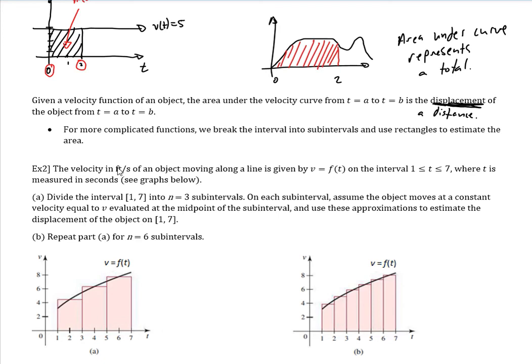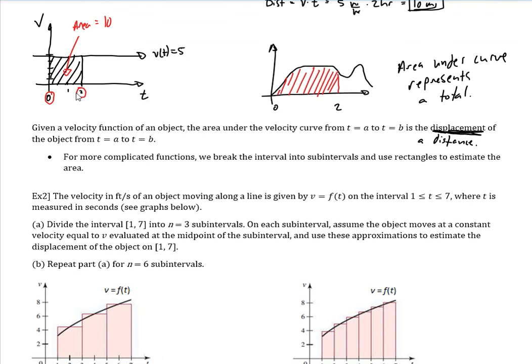Okay, and then for more complicated functions, so this first one was super easy here, where we had the sketch and it was just a quick rectangle and we could just do 5 times 2. So we had that length was 5 and then this length was 2. So 5 times 2 is 10.